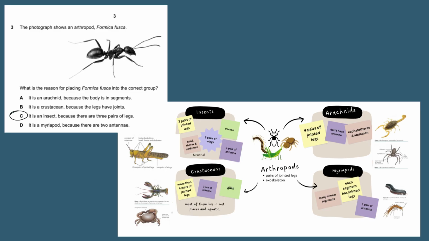The main reason is that they have three pairs of legs, and they have a head, thorax, and abdomen, three body segments, and one pair of antennae. These are the special characteristics that separate insects from the other groups. Right, I hope you understood. Now let's move to section number 4.